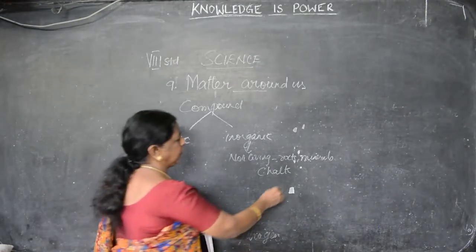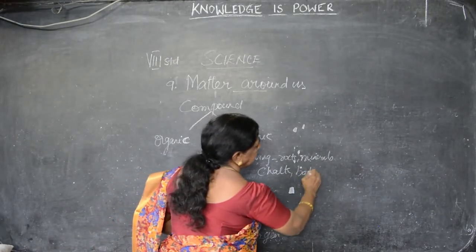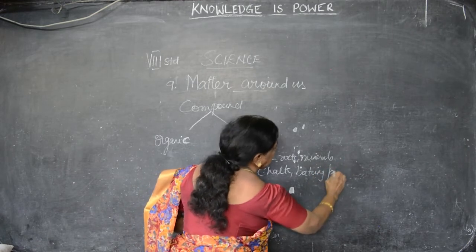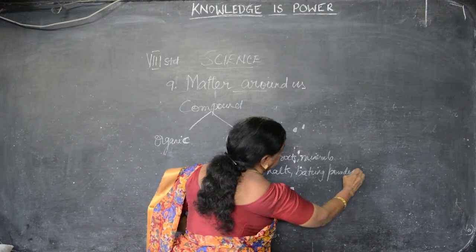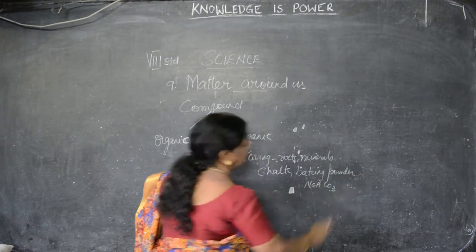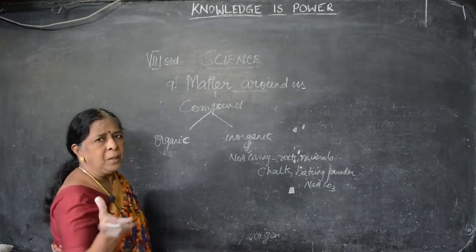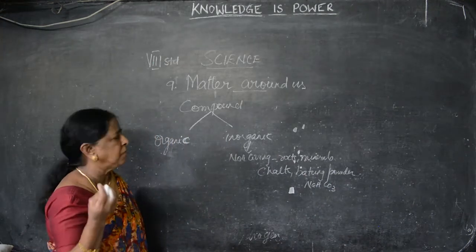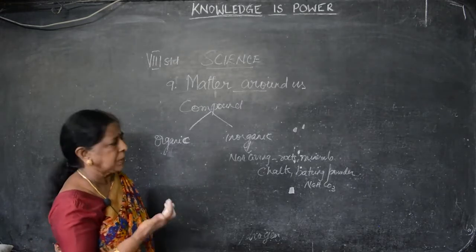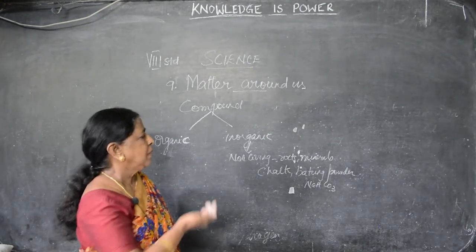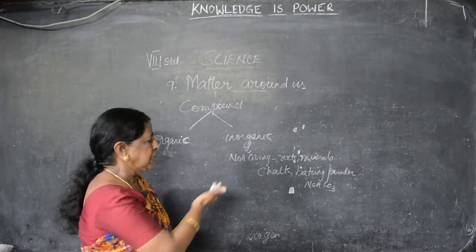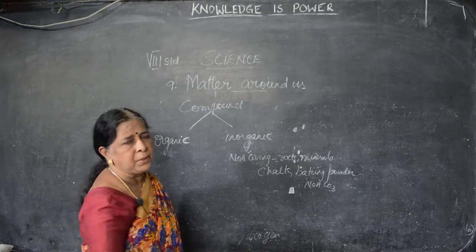This is an example of inorganic compound. Chalk, baking powder. What is baking powder? That is baking soda, sodium bicarbonate. This is baking powder which makes the food substance somewhat softer. So inorganic compound, we are getting the compounds from the non-living things. For example, rock, minerals, etc. Example, I said chalk, baking powder. Clear?